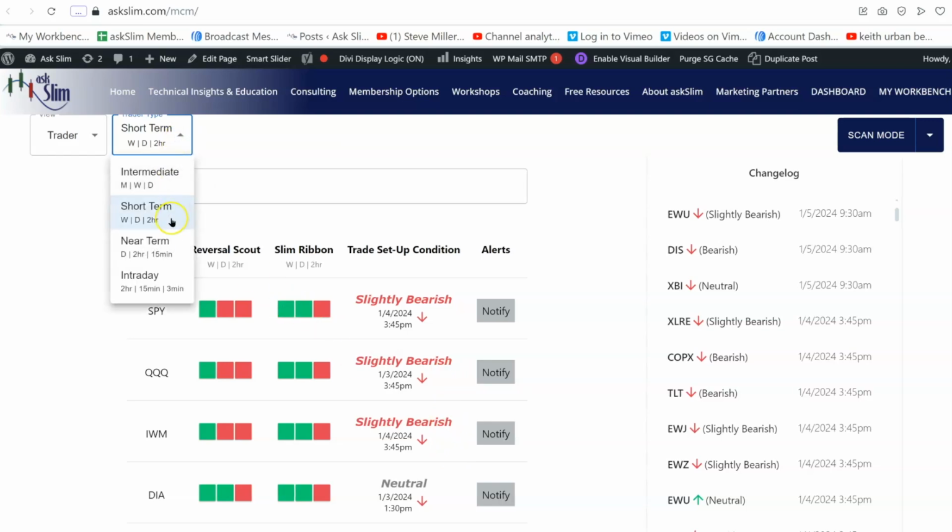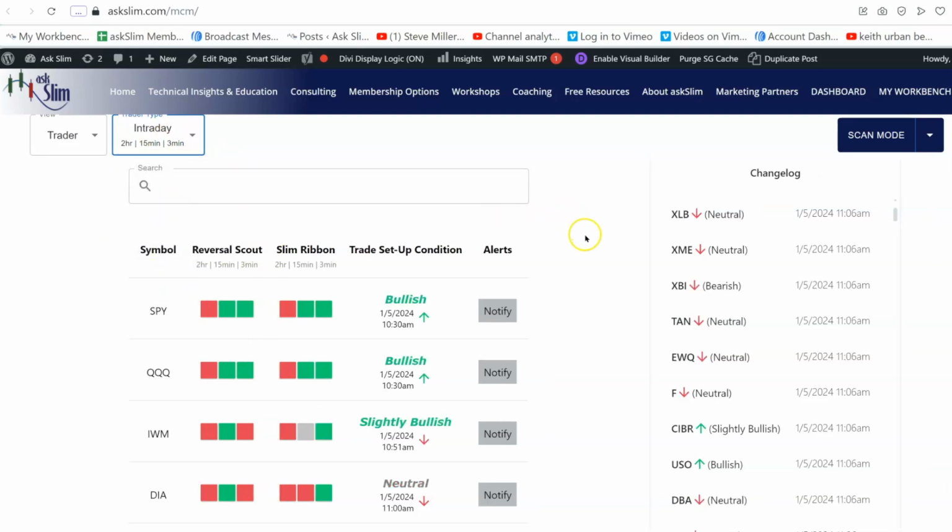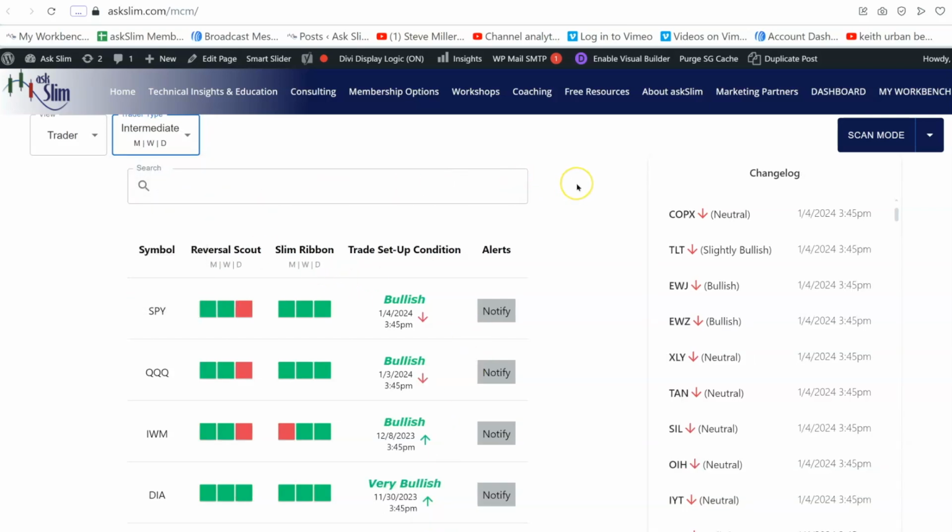If you were just a swing trader over a couple days, you'd use the near term. And these right now are giving you neutral readings because the market is bouncing, so there's really nothing in there. And if you're an intraday trader, you can see it turned bullish here, but the Dow is not getting enough of a bounce, so that is still neutral.